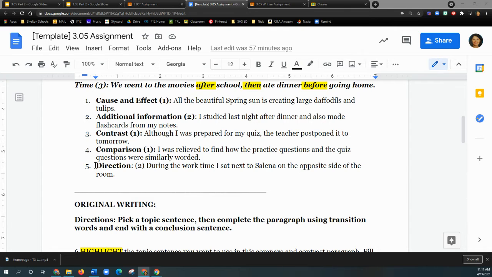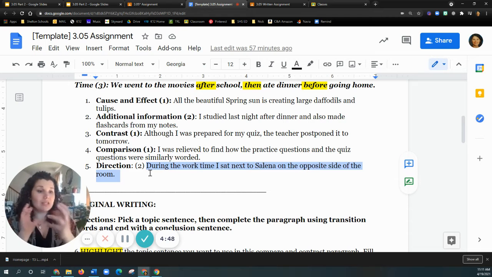And then number 5, direction. This is another word for spatial. Okay. So during the work time, I sat next to Selena on the opposite side of the room. So there's 2 transition words in here that show that there's some sort of a spatial relationship happening, that shows a location, a where. Where are the where words?